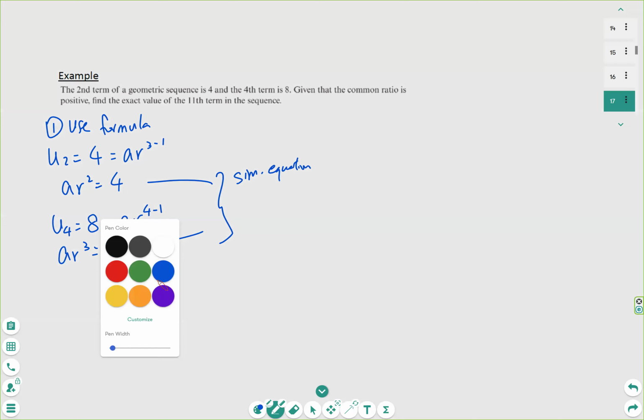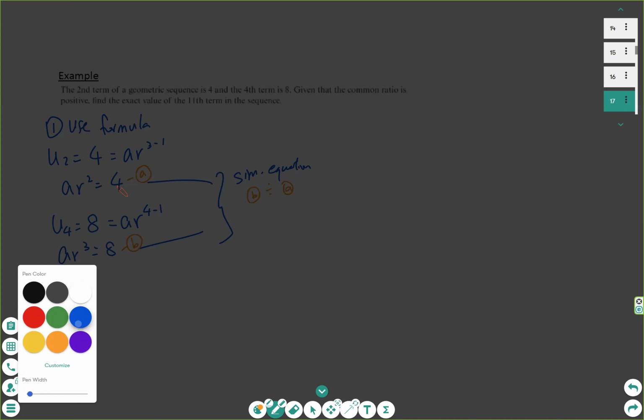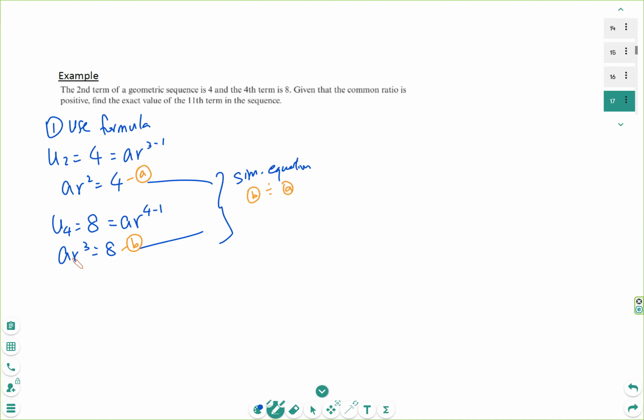I'm just going to call this equation A and equation B. If I do equation B divided by equation A, you will see why we divide: A divided by A is gone, and R cubed divided by R squared is R. So I'm going to write AR cubed over AR squared equals 8 over 4. A and A cancel out, so R equals 2. Well, if R equals 2, then we can work out A, right?